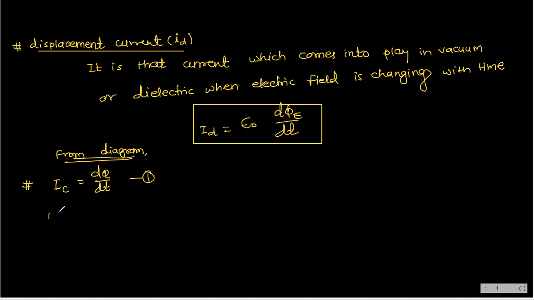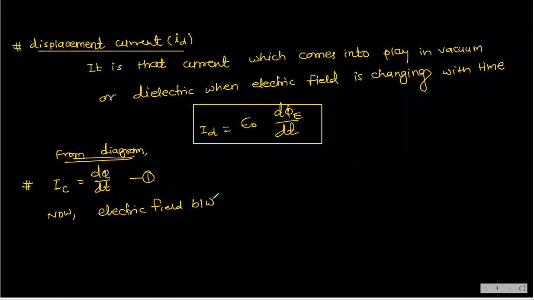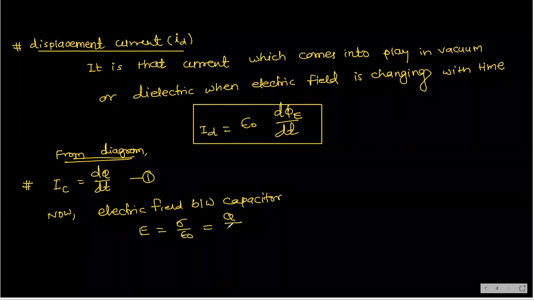Now the electric field between the capacitor. We know E is equal to sigma by epsilon naught. So this is equal to Q by A epsilon naught.